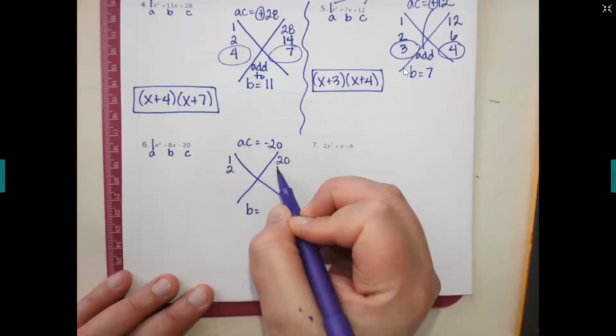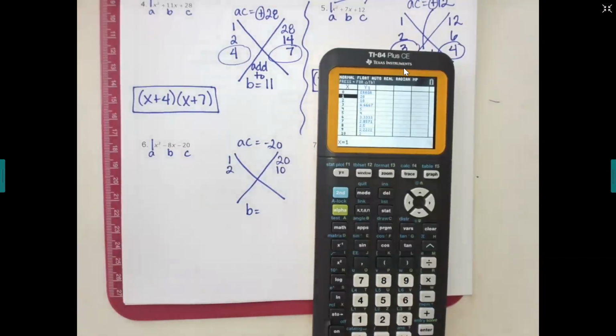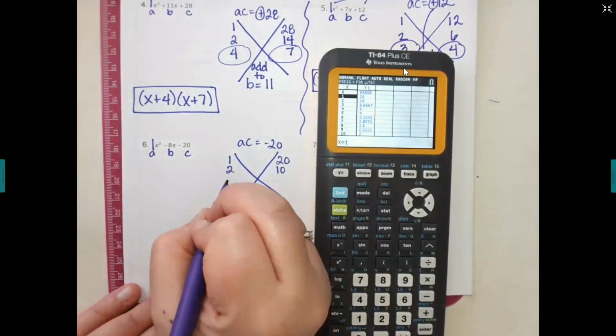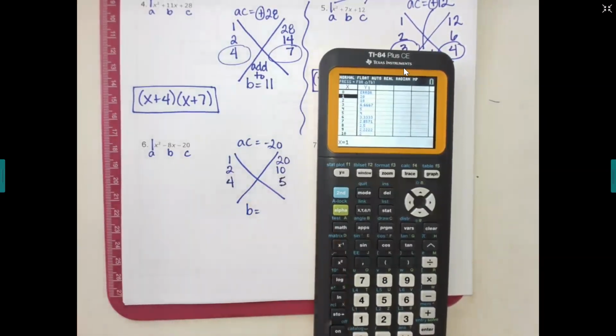2 and 10. When I look at 3, do you notice that 3's partners are decimals? Okay, we don't include that. We don't want any decimals, just whole numbers. 4 and 5. And then my next partner is 5 and 4. As soon as you hit your first repeat, you're done with your list.